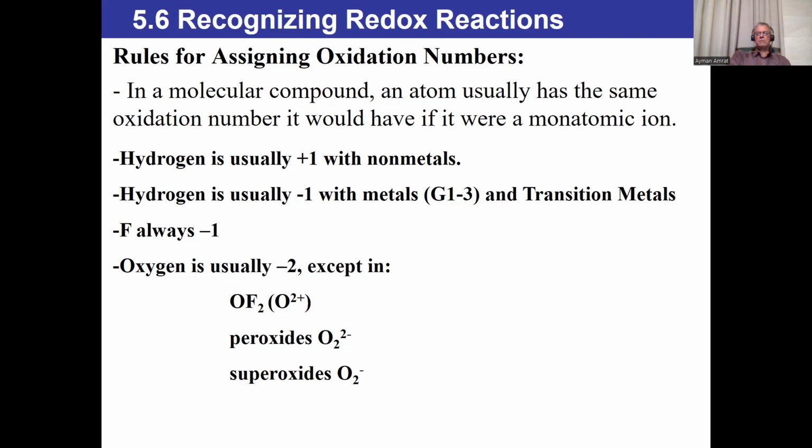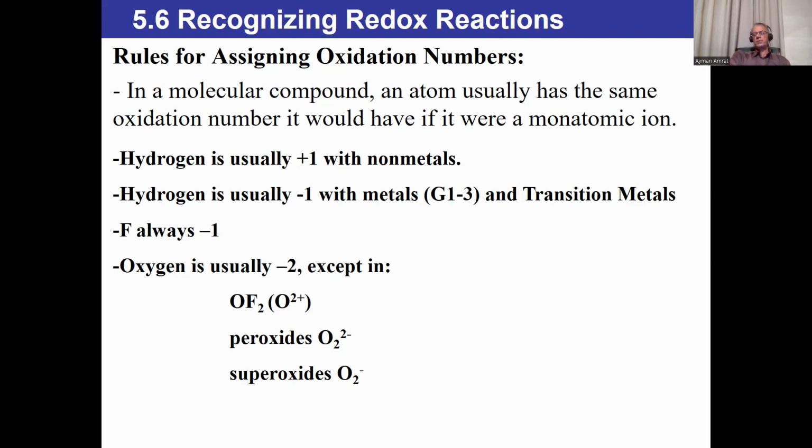Oxygen is usually -2. Oxygen, an element of group 6A, usually forms the common ion -2, except in OF2. In this case, F is more electronegative than oxygen, so oxygen loses 2 electrons and forms oxidation number +2 in OF2 with the fluorine.